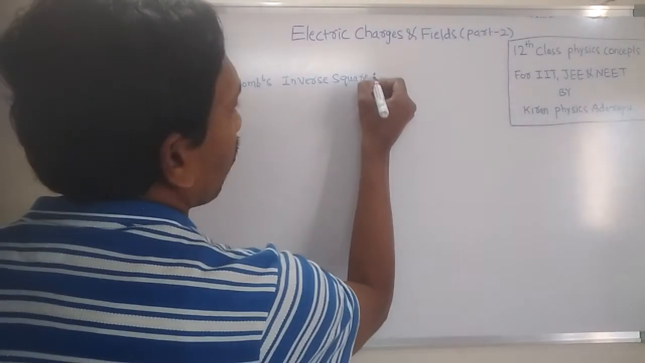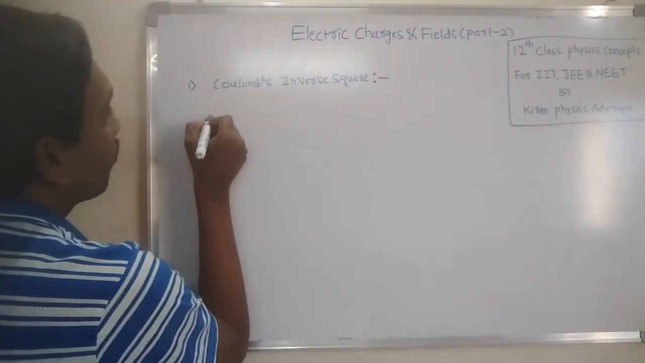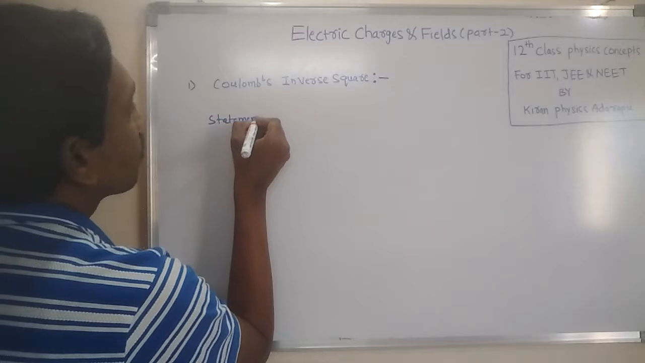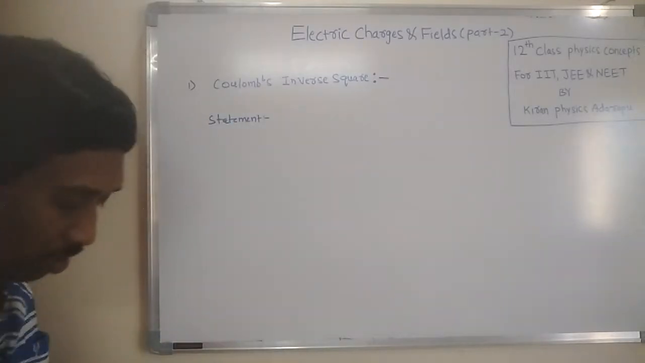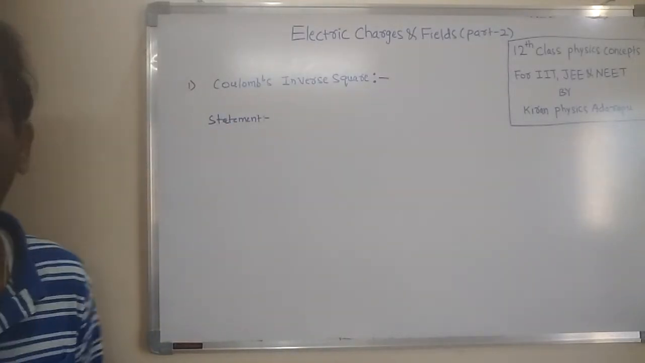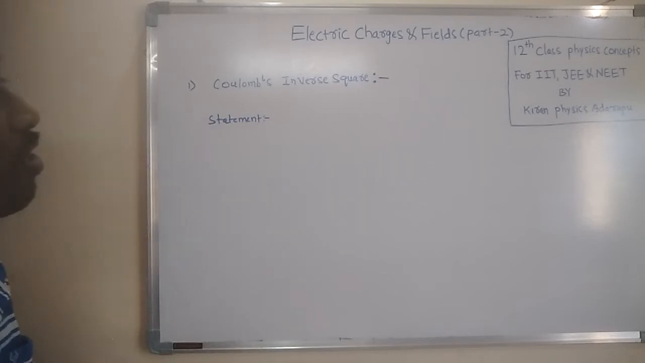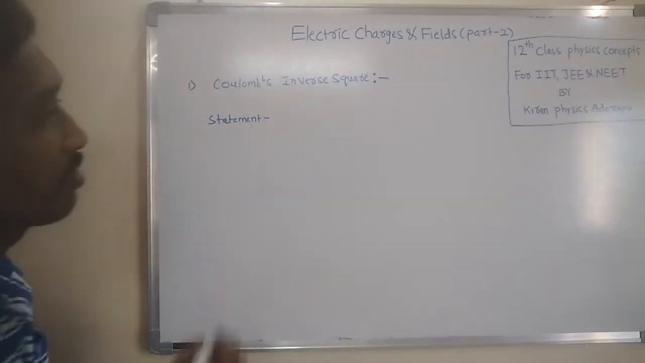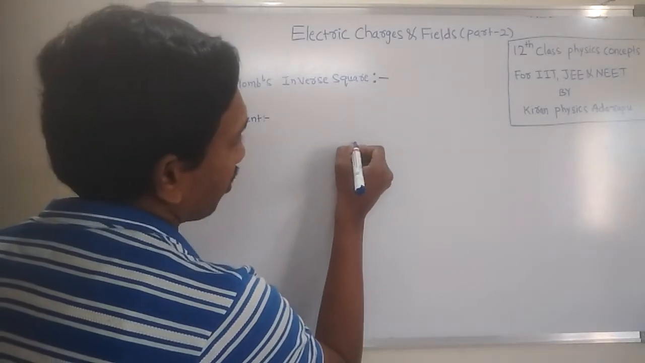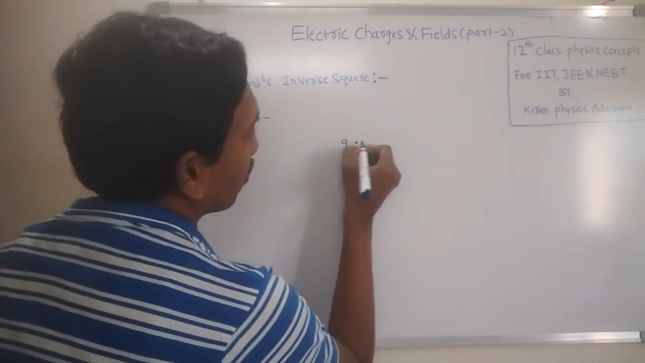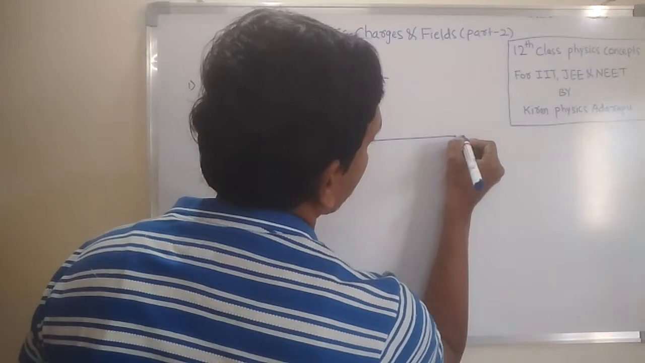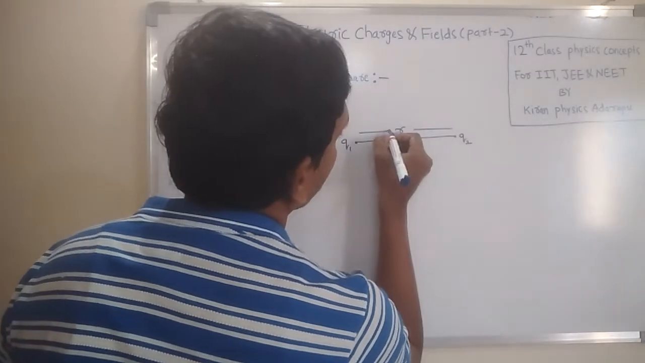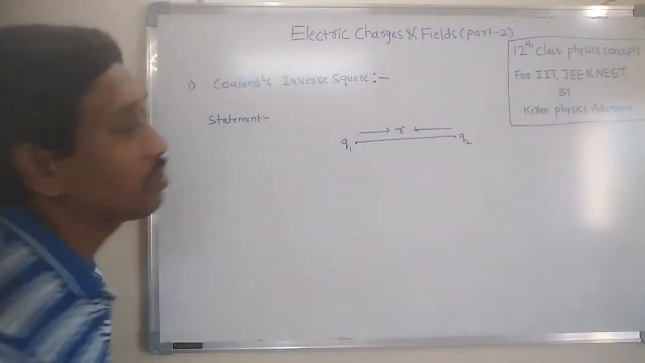So what is Coulomb's inverse square law? First we want to understand the statement of Coulomb's inverse square law. Based on it, we understand the electric force equation. If you consider any two charges, for example two point charges, one is charge Q1 and the second is point charge Q2. These two are separated by some distance r. r is the distance between the two charges.